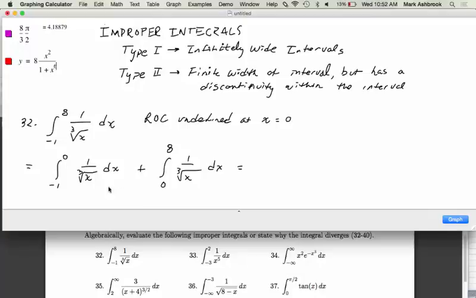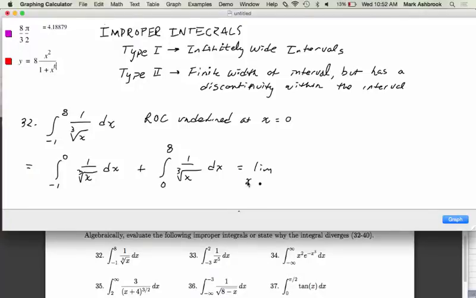So for this one, you only need the limit from the left, and for this one, you only need the limit from the right. You don't do them both from the left and the right. You consider one for each.